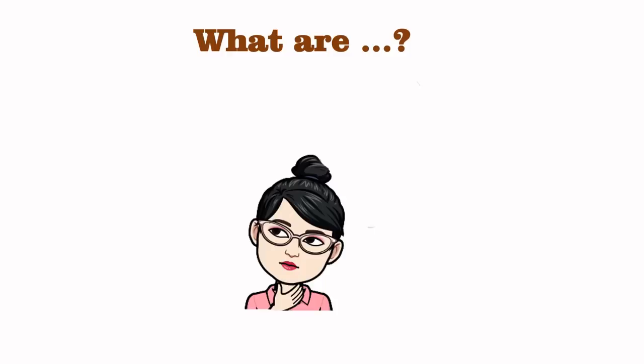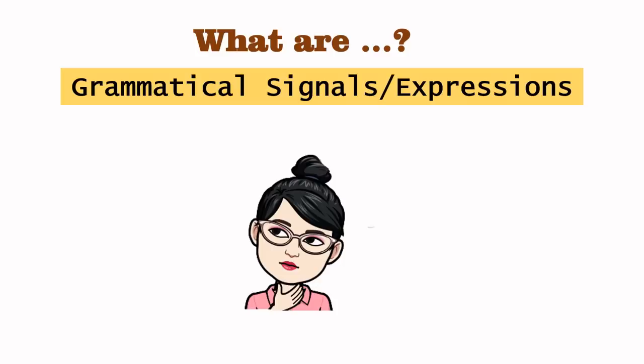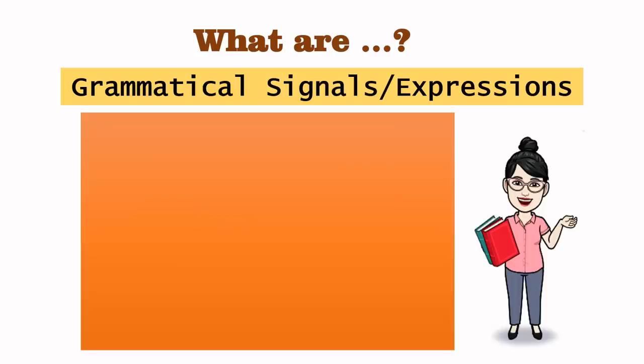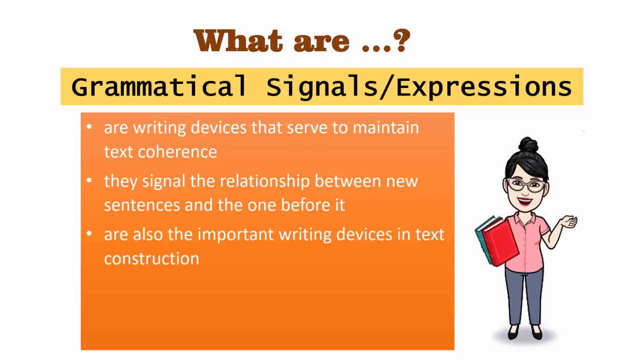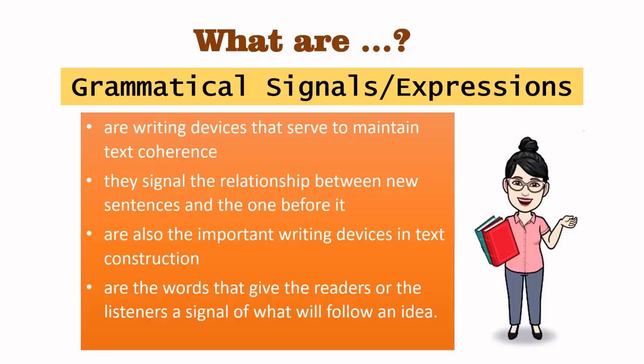Let us start by giving meaning to the following words. What are grammatical signals and expressions? Grammatical signals and expressions are writing devices that serve to maintain text coherence. They signal the relationship between new sentences and the one before it, and they are also important writing devices in text construction. These are the words that give the readers or the listeners a signal of what will follow an idea.